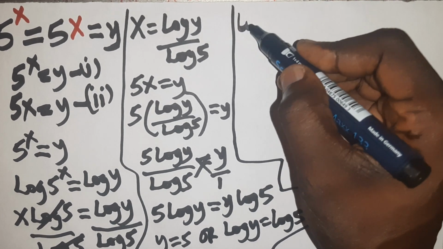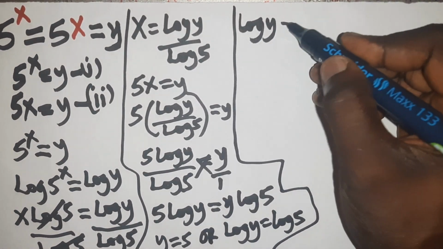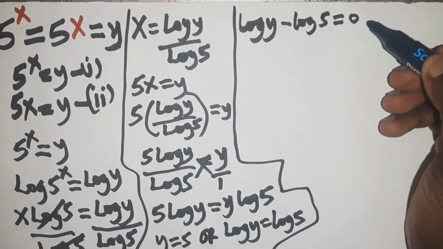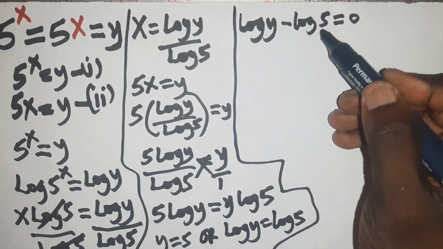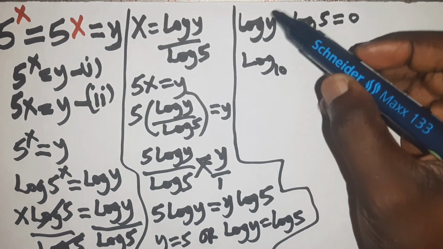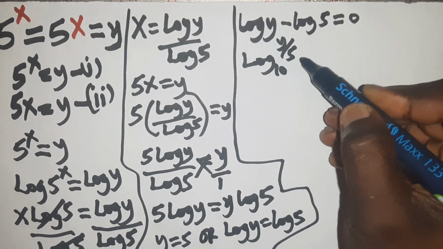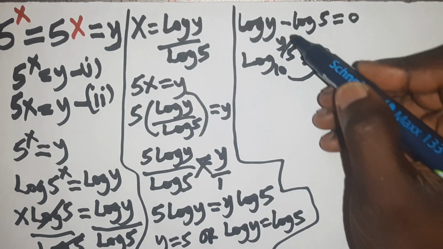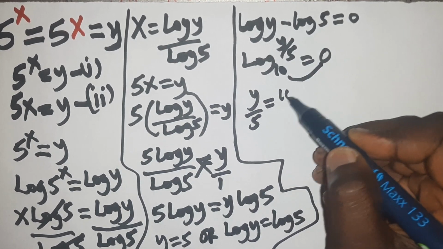So let's do that. Log y, then the log 5 comes over to become minus log 5. Then you equate it to 0, since there's nothing on the right hand side again. Then from the law of logarithm, since they are in base 10, both of them pick one of the bases, base 10, and then divide the y by 5, since this is subtraction. So y over 5, then equate it to the 0 here. And of course, we know that 10 raised power 0 must give y over 5.